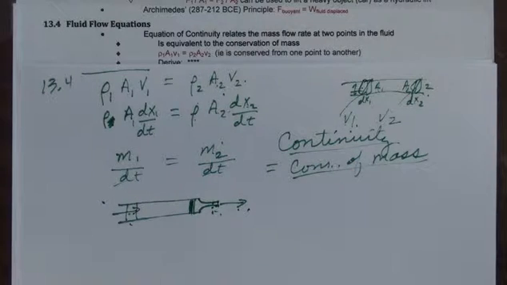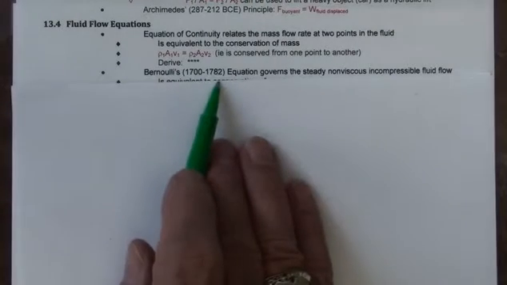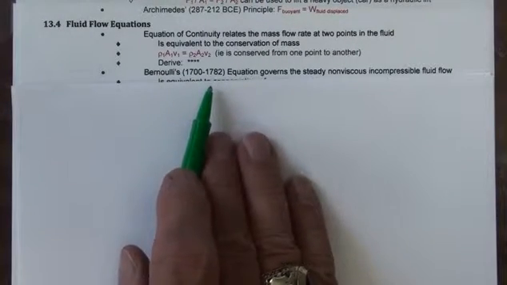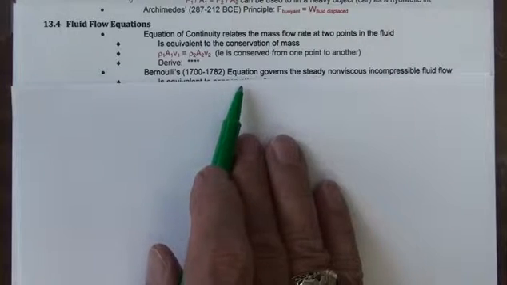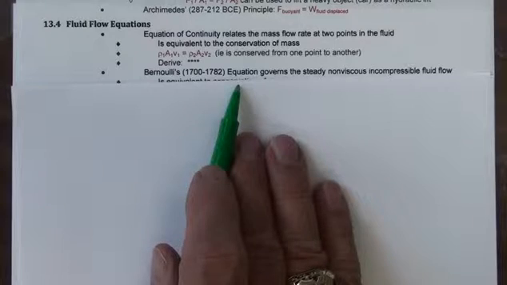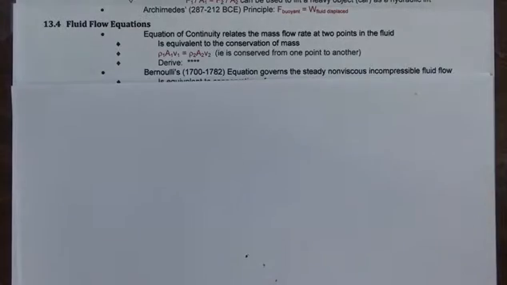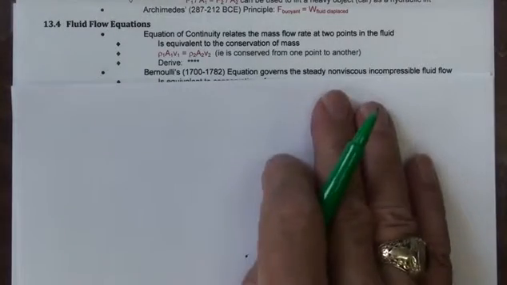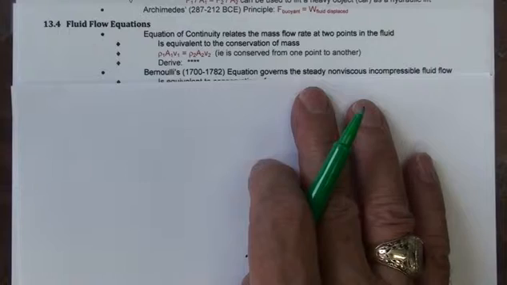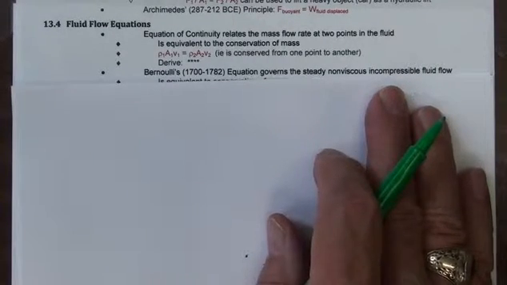Okay? Now I want to look at this other equation. This is called Bernoulli's equation. Bernoulli lived from 1700 to 1782. He's a very famous physicist and had many results, but this is one of his most famous in his study of fluids. And this equation governs the steady or non-viscous incompressible fluid flow. Let's go over that again. It has to be steady flow, has to be non-viscous, and has to be incompressible. So if you start using gases, this is not going to work.